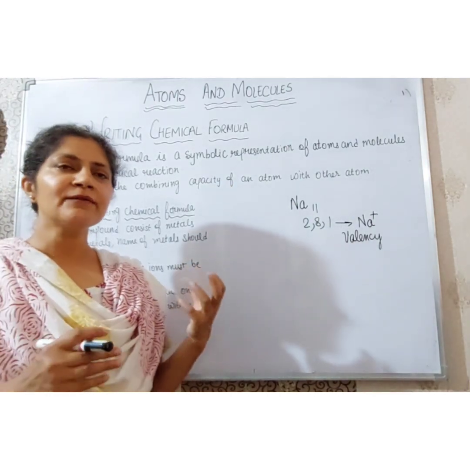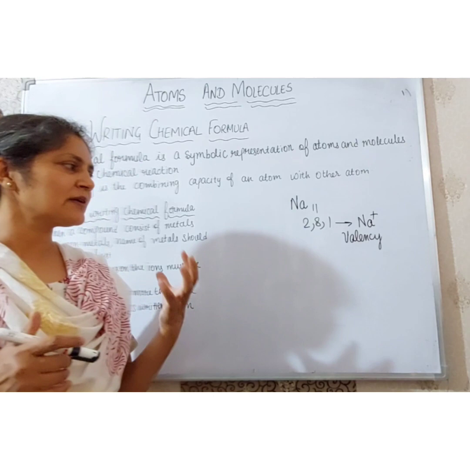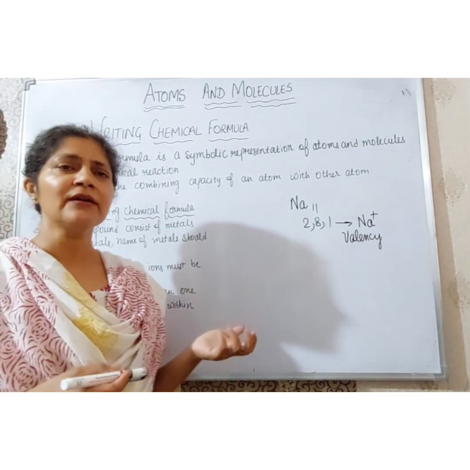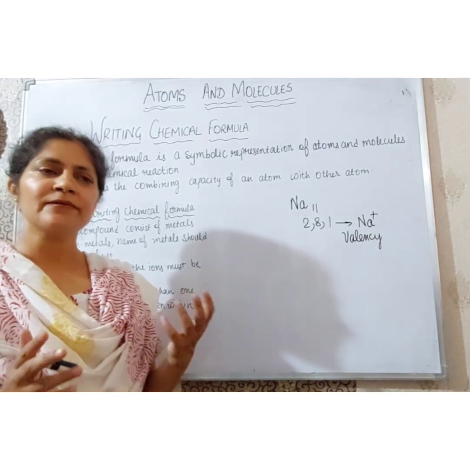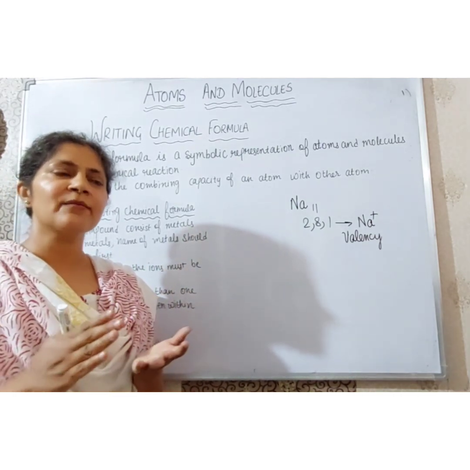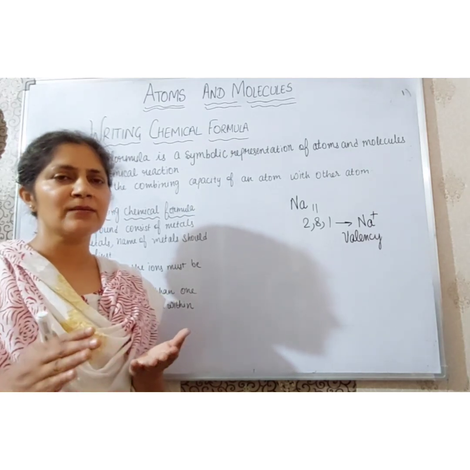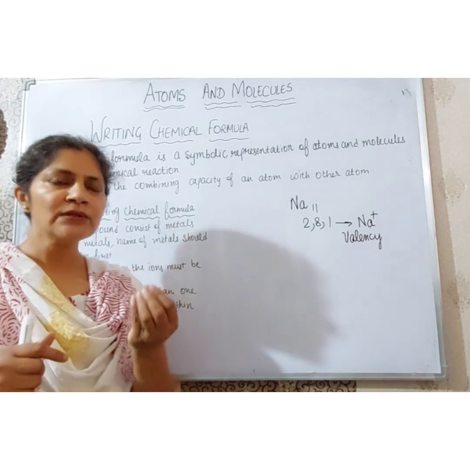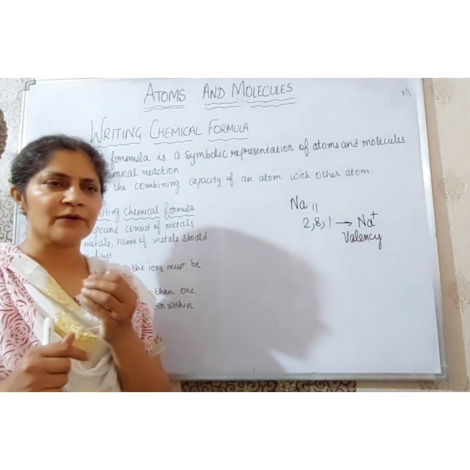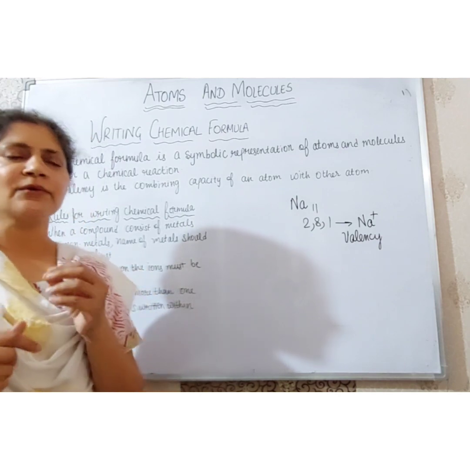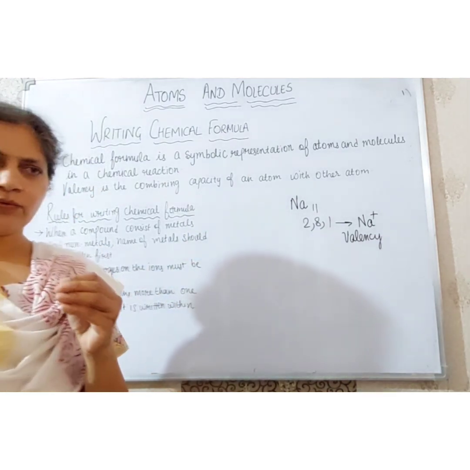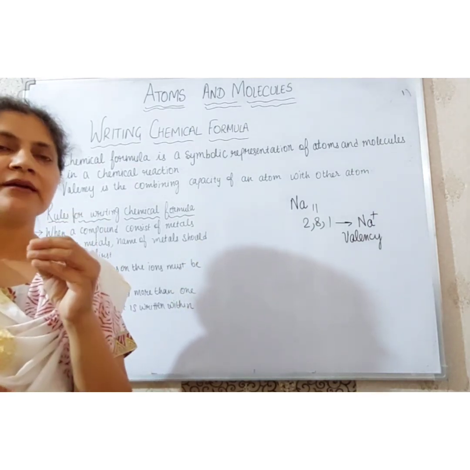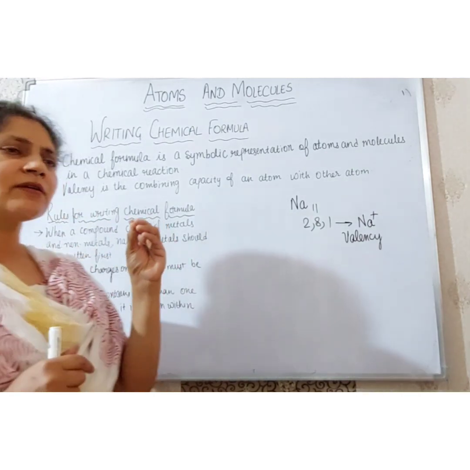So students, you have to remember certain valencies according to their atomic number and electronic configuration. You don't have to remember a lot, but slowly you will remember the few which are used in the important chemical formulas. Now students, we have certain rules to write the chemical formula. First of all, we will discuss those rules, and after that we will learn how we can write these chemical formulas.